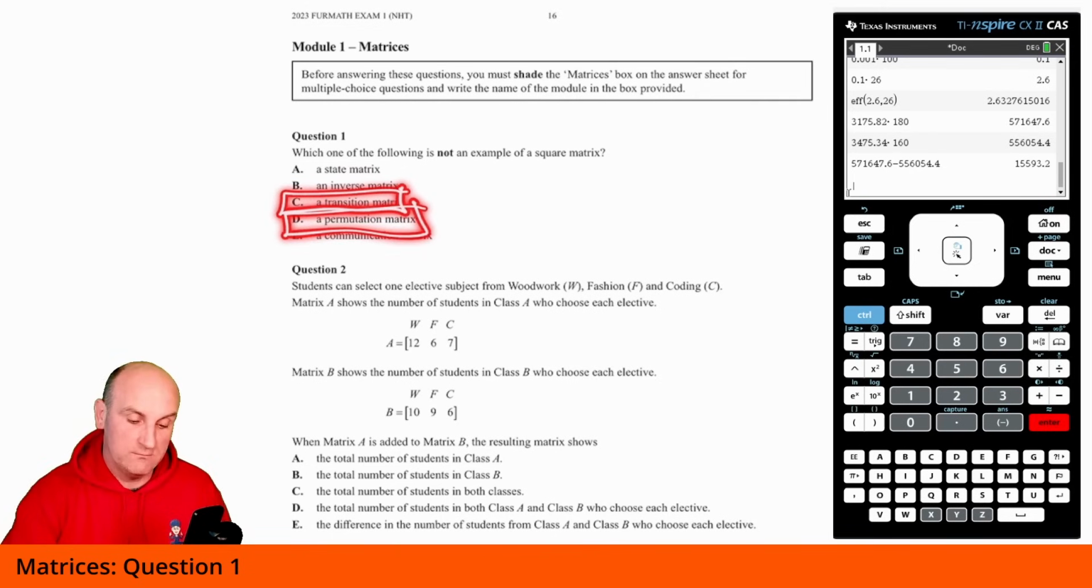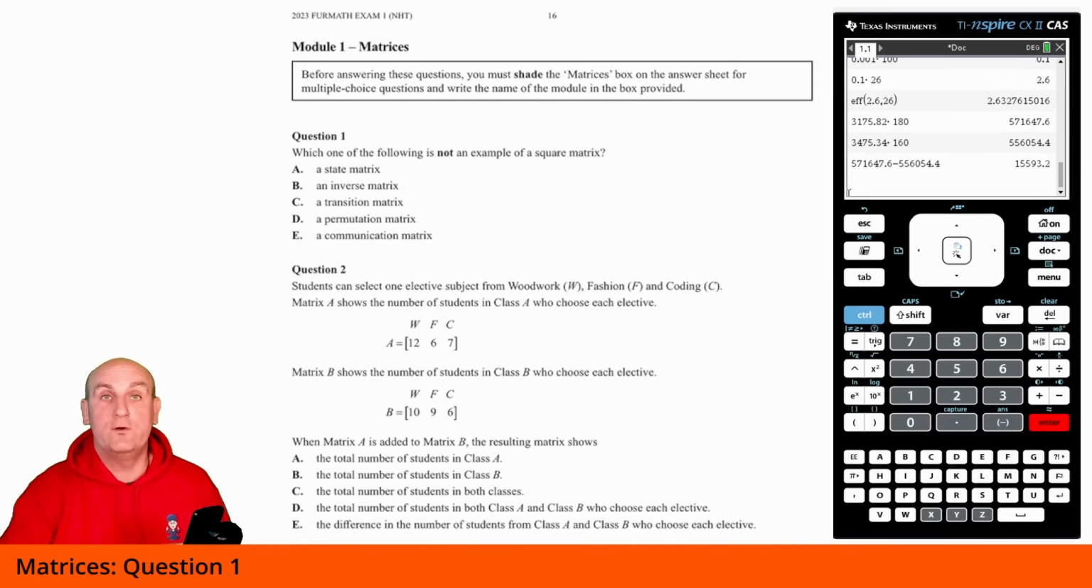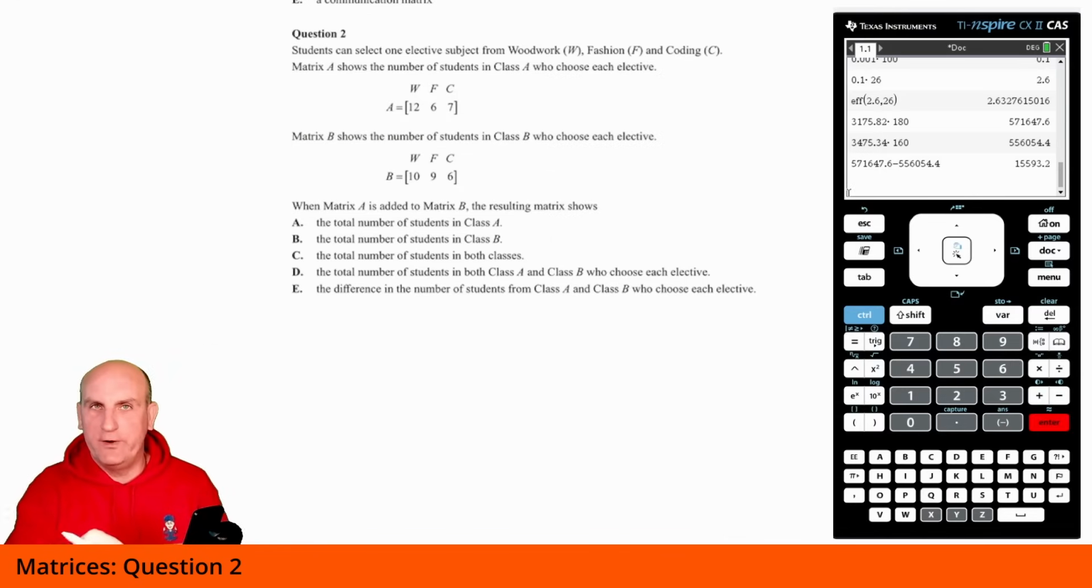Permutation is definitely square. Communication is definitely square. A state matrix. What on earth is a state matrix? But if you remember, when you have transition diagrams, what do you multiply them by? A state matrix. So in this situation, we're going to go state matrix. Nice first question.